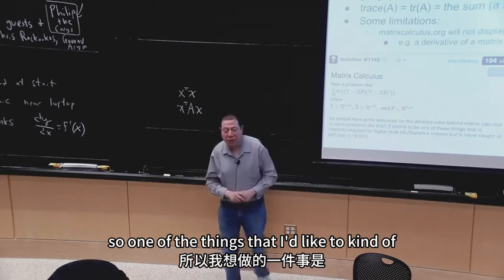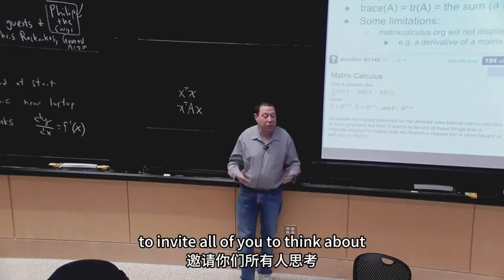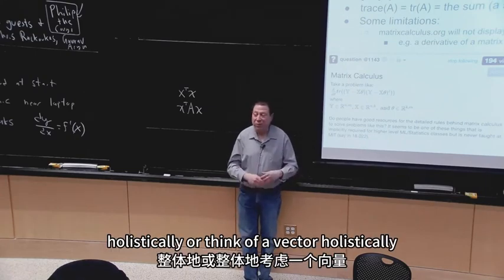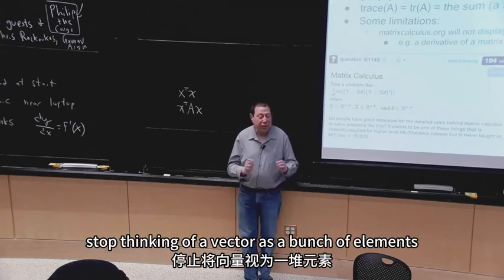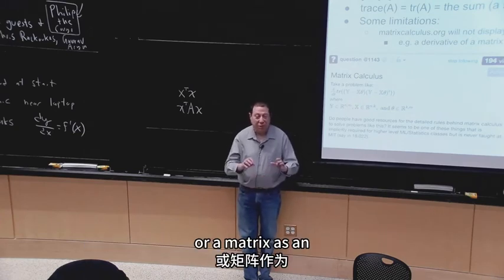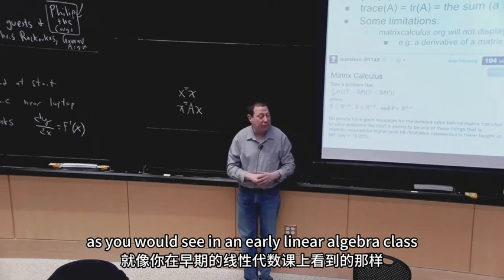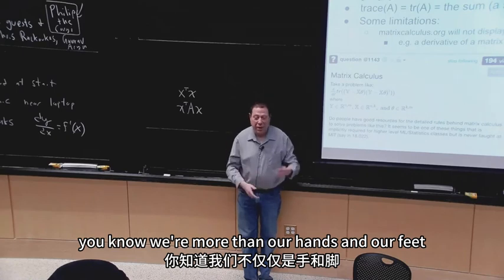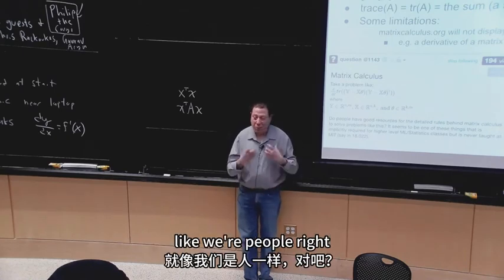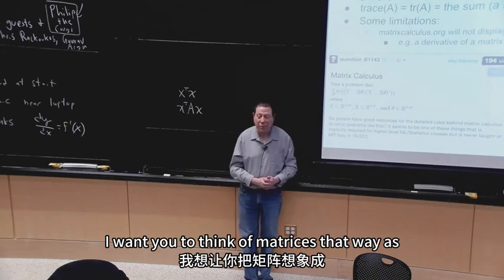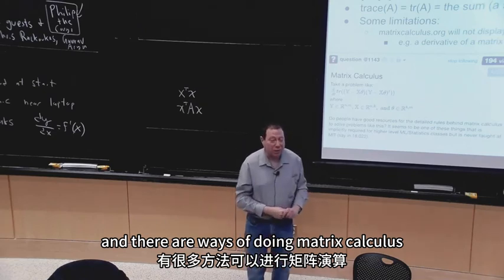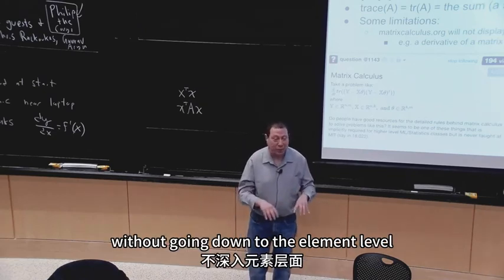One of the things I'd like to invite all of you to think about, as we go through this course, is to think of a matrix holistically, or think of a vector holistically. Stop thinking of a vector as a bunch of elements, or a matrix as an m by n table, as you would see in an early linear algebra class. We're more than our hands and our feet and our noses and our mouths, right? We're people. I want you to think of matrices that way, as a holistic object. And there are ways of doing matrix calculus without going down to the element level.